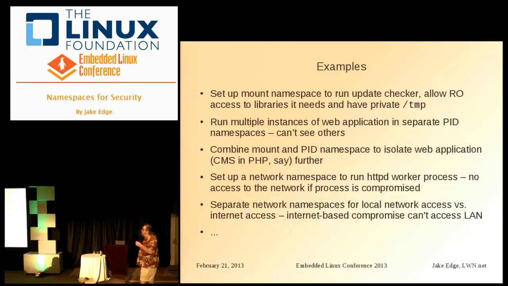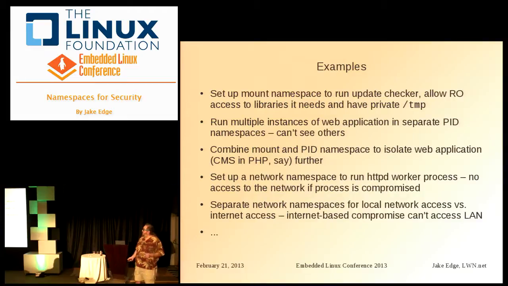You could run multiple instances of a web application in separate PID namespaces. Maybe this web application takes usernames and passwords from users and then does something, whatever it is that it does. And so an attacker wants to try and get those passwords, perhaps, and would subvert one of those processes to then ptrace the others and get information out of those processes. You could turn off ptracing, or there are a variety of things that can be done there, or put them in separate PID namespaces. The one that gets compromised can't even see the PID to ptrace the other. You could combine those two ideas to isolate some web application. I just pick on CMSs and PHP because they seem to be constantly in the news with various kinds of flaws.